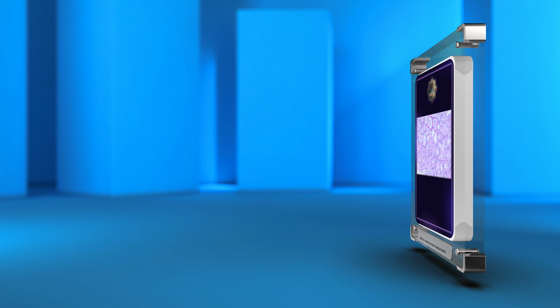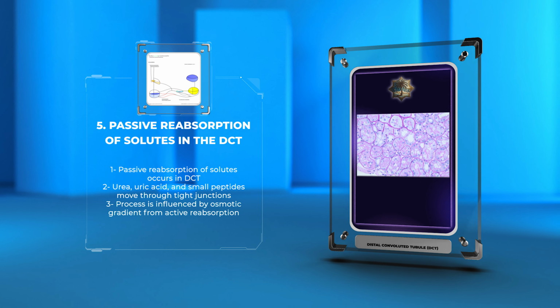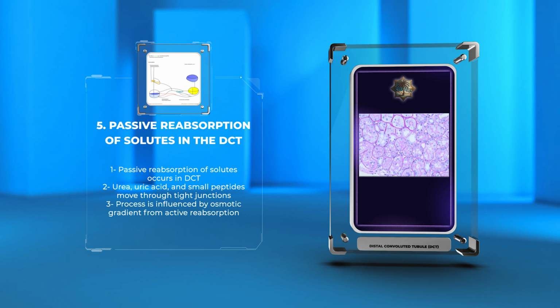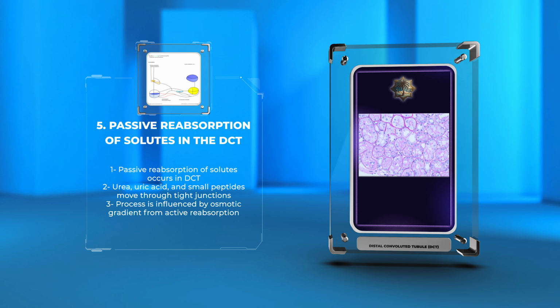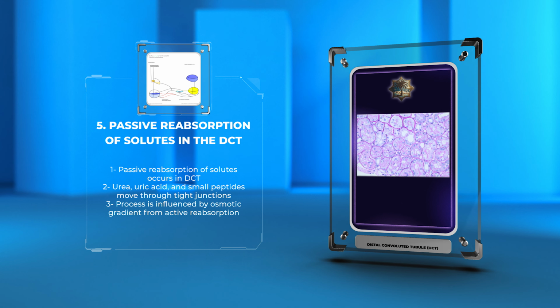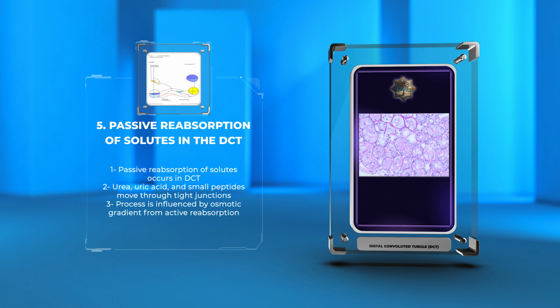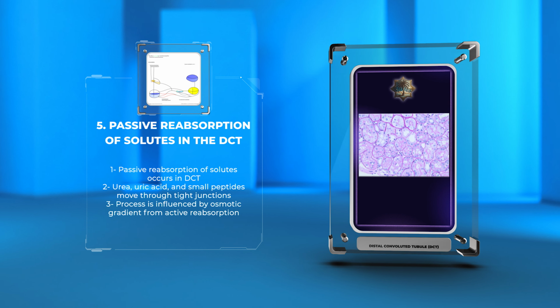While active reabsorption is the dominant mechanism in the DCT, passive reabsorption of certain solutes also occurs. Passive reabsorption primarily involves the movement of moderately sized solutes such as urea, uric acid, and small peptides. Through passive paracellular pathways, these solutes move across the tight junctions between adjacent tubular cells. This process occurs in response to the osmotic gradient generated by the active reabsorption of sodium and other ions.